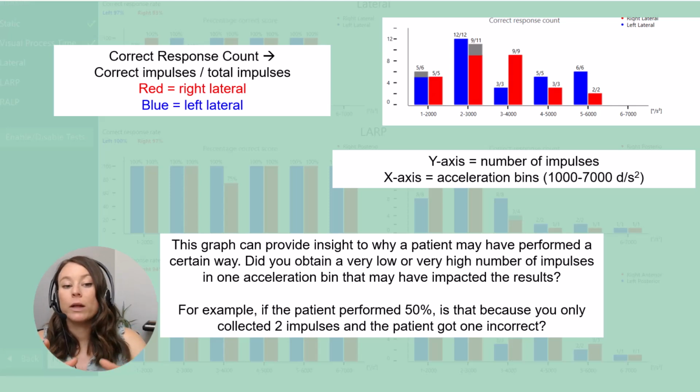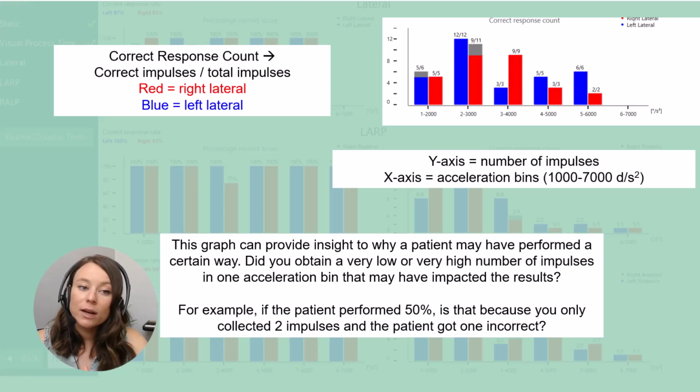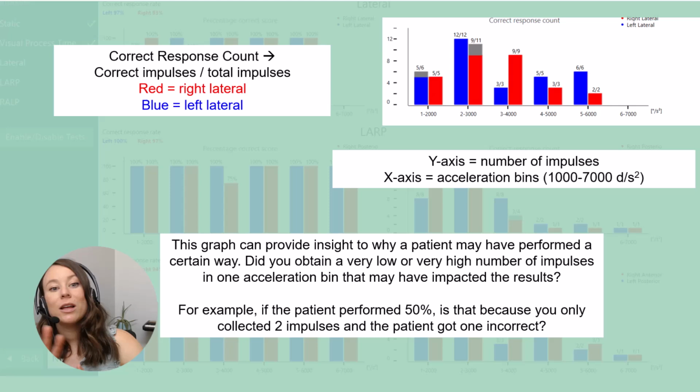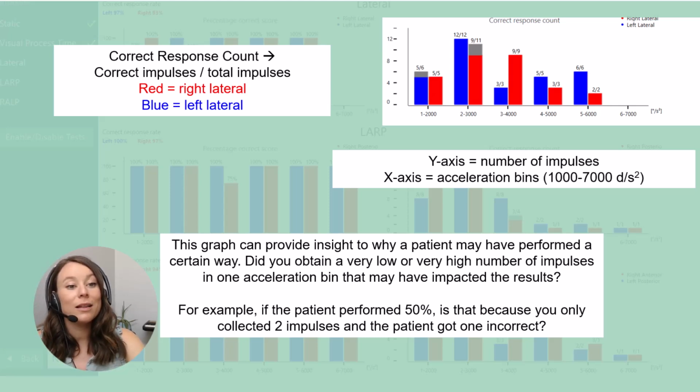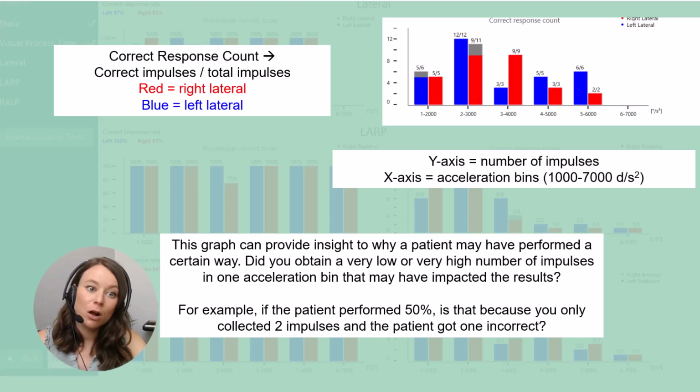Did they obtain a really low or really high number of impulses in one bin that may have impacted the results? So one example I've seen, and it's been the case for me and my patients, if the patient performed 50%, so let's say we looked at our percentage correct score graph on the left side of the screen and we saw that a patient performed 50%. And then we look at this correct response count. Did they perform 50% because you only collected 2 impulses and they got one of them wrong? Or did you collect 12 impulses and they got 6 wrong?